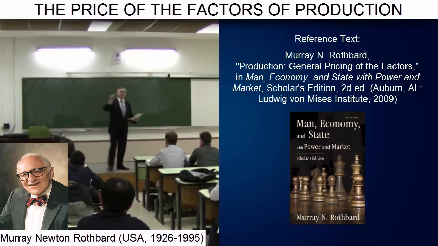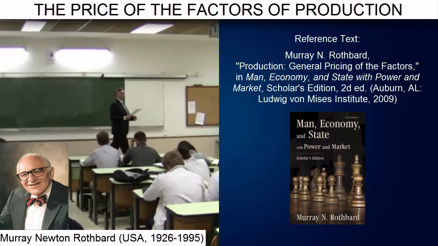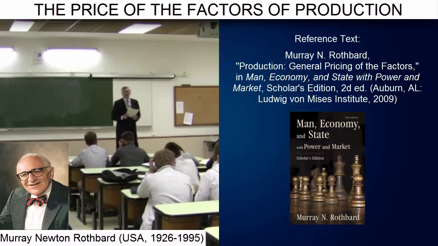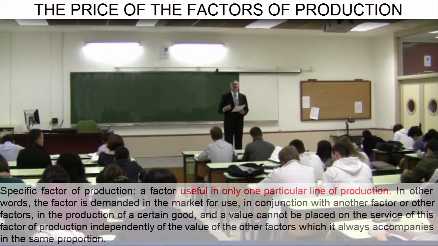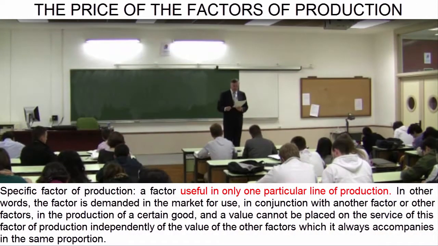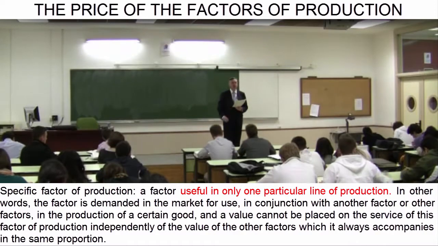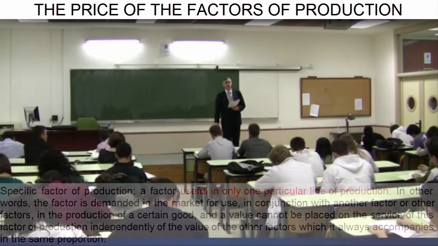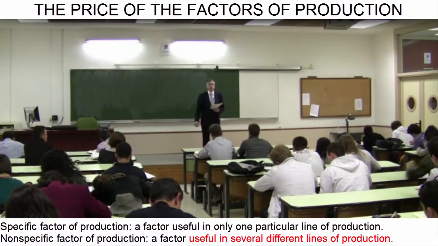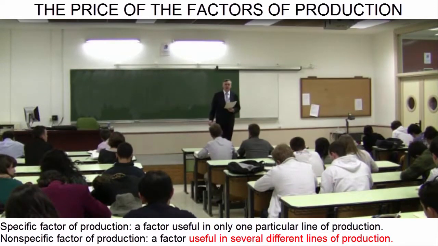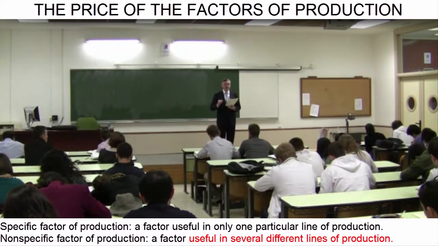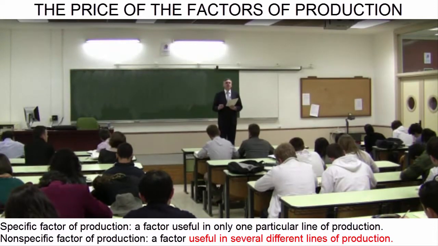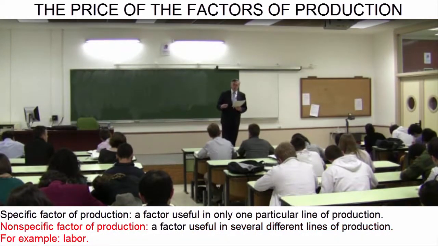To understand how the price of the factors of production is determined, we must begin by grasping a few essential preliminary concepts. Take good note, all of you. First, a specific factor of production is one which can be used in only one particular line of production. Second, in contrast, we will define a non-specific factor of production as one which is useful in several different lines of production. In other words, a non-specific factor of production is versatile. One of the most typical examples of such a factor is the labor factor.